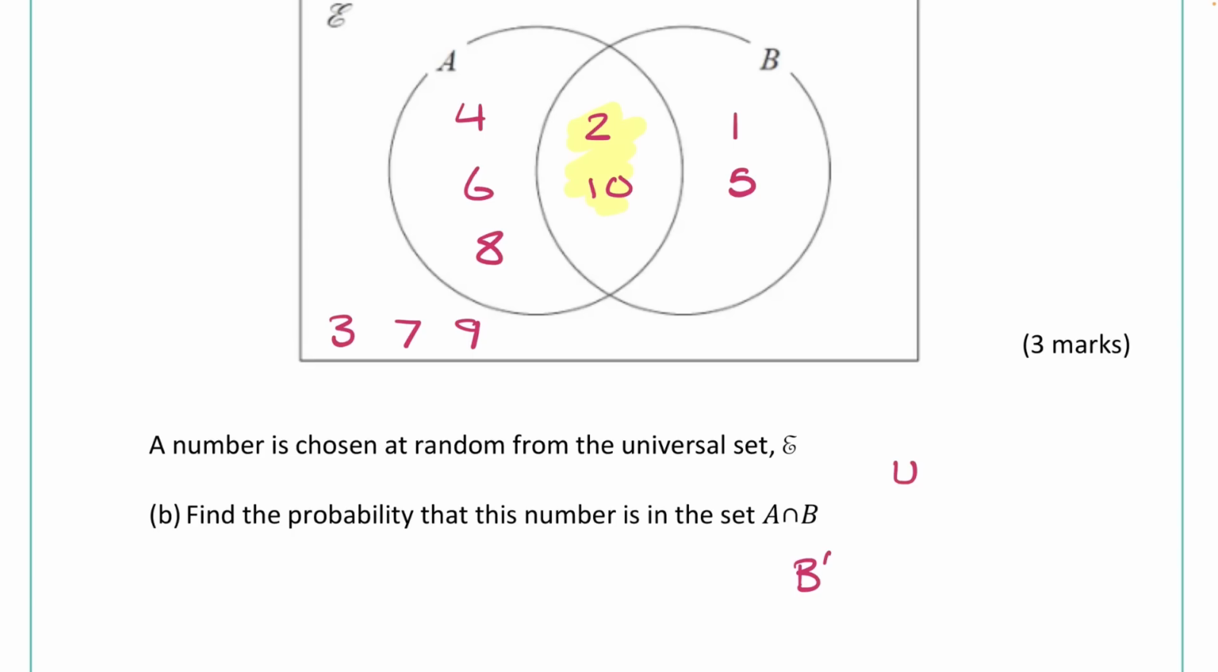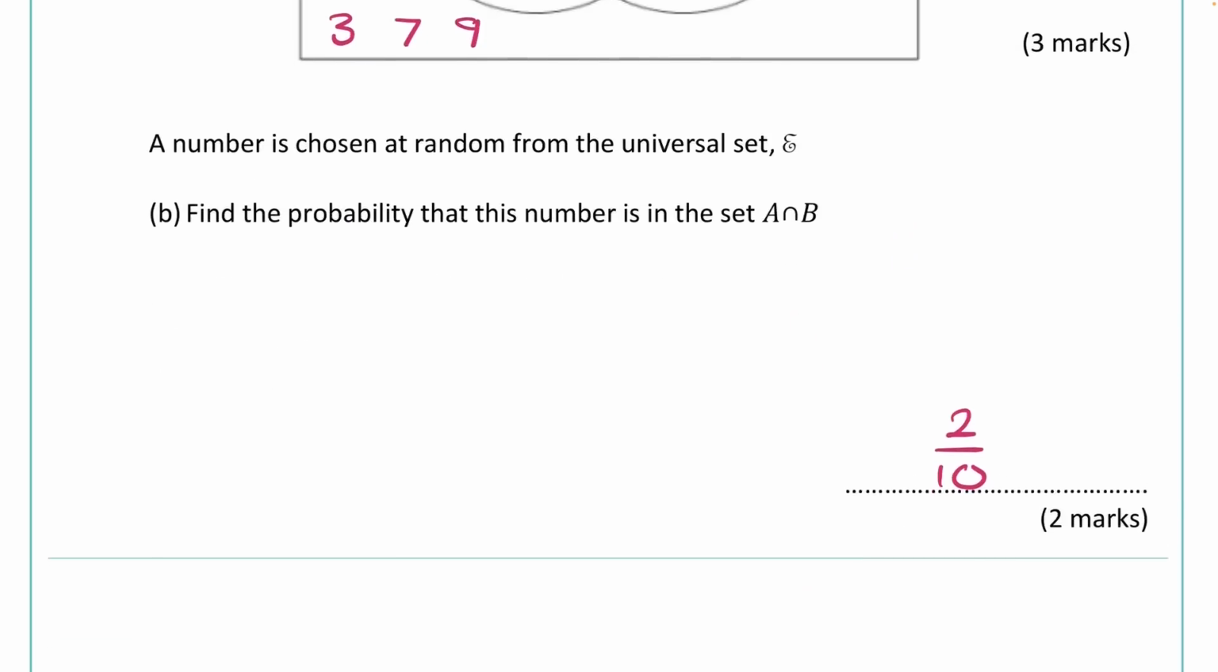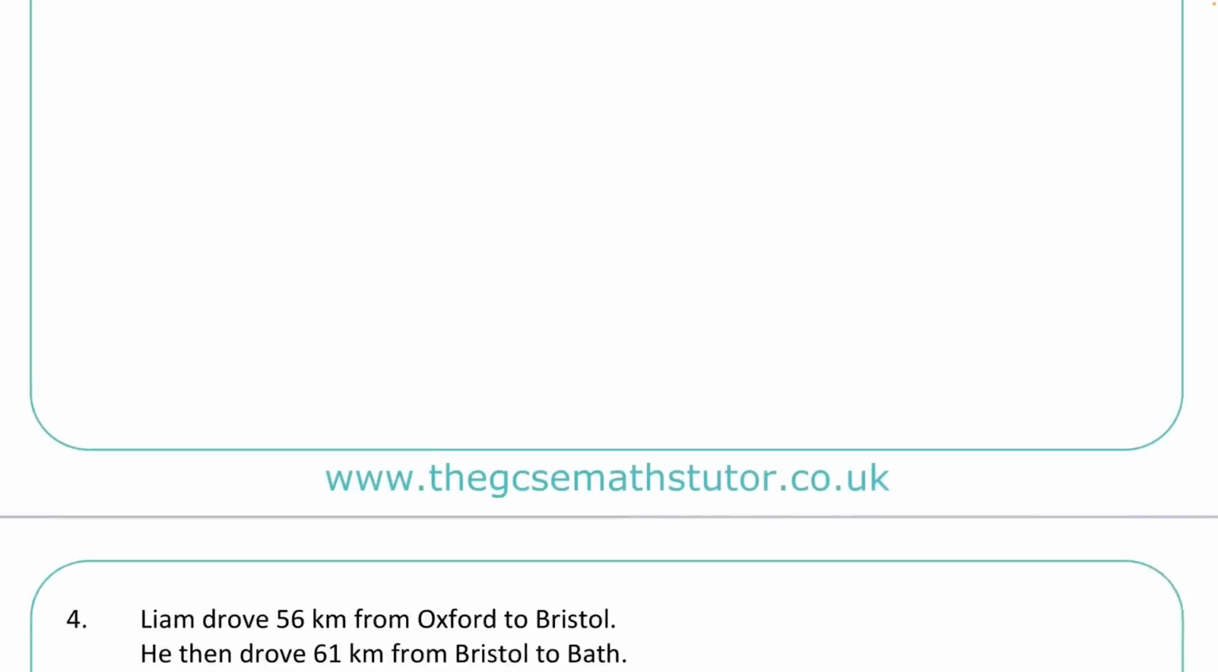So lots of different little bits you could be asked there in regards to set theory, but this was looking at the intersection, which is 2 out of 10.